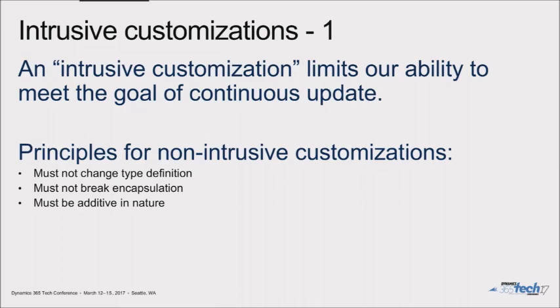So there's kind of three software engineering-oriented principles. For a non-intrusive customization, it shouldn't change the type definition. So we don't want method signature changes. We don't want return type changes, things like that. That's a problem. We don't want to break encapsulation because we need to be able to move the product forward. ISVs need to be able to move their products forward. And the way you do that is by controlling your private implementations. And just in general, things need to be additive in nature, right? We don't want things to be replacing functionality in the product.